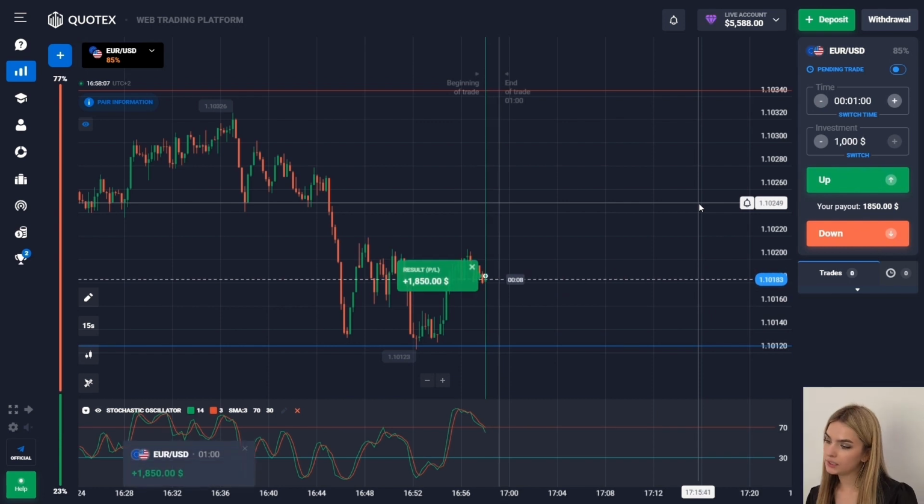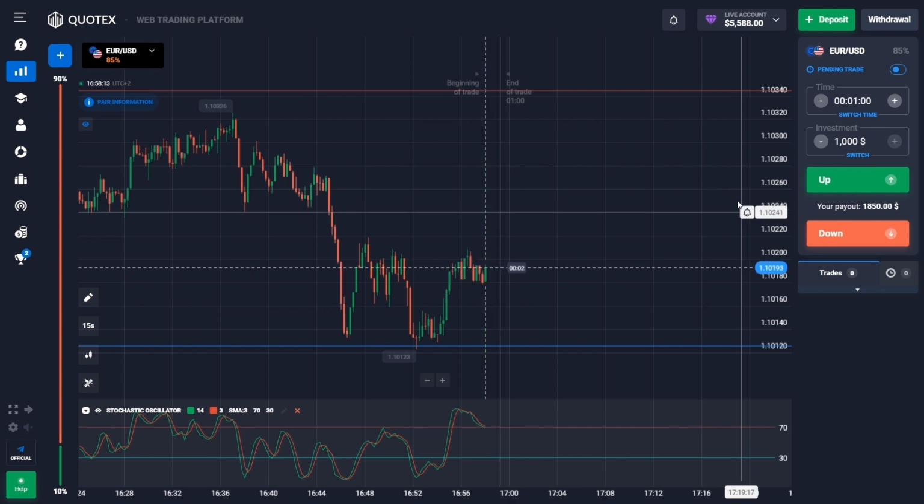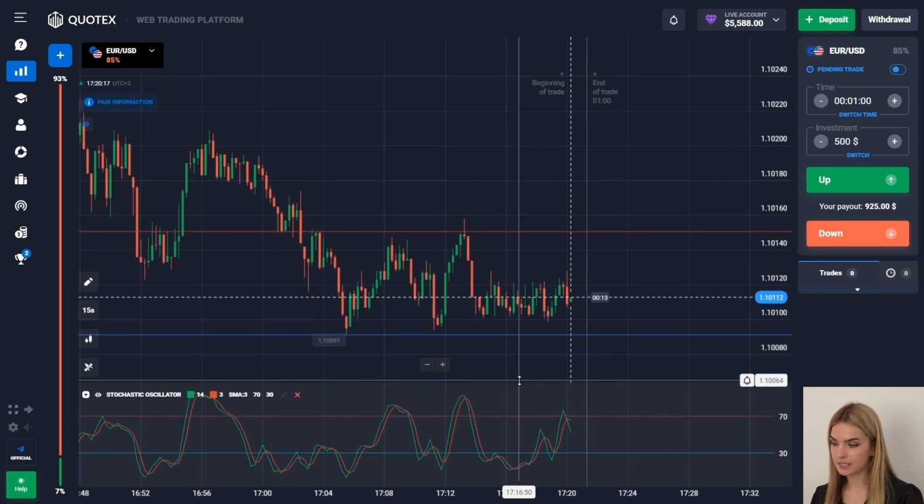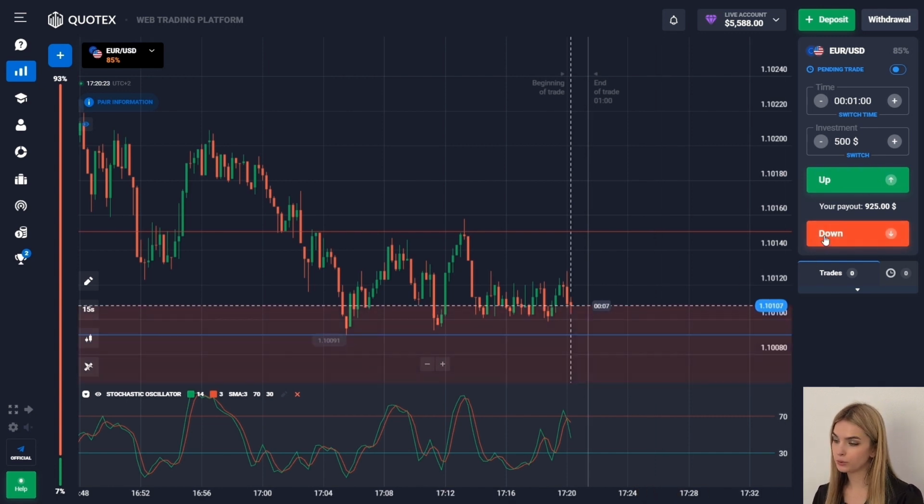A minute later, we see that the prediction was correct and the deal closed with a profit. Let's continue. The stochastic line has touched the level 70, crossed and almost turned around. Therefore, I put $500 to go down.